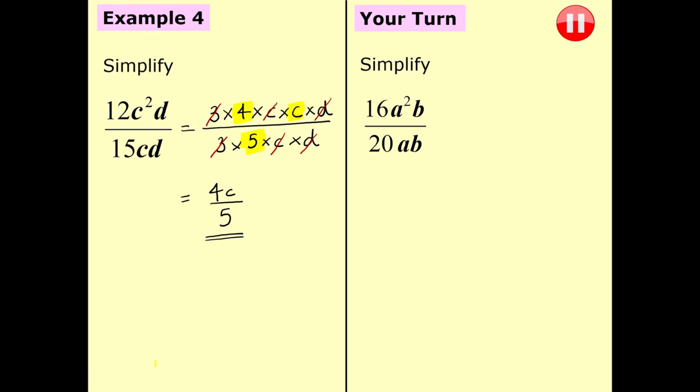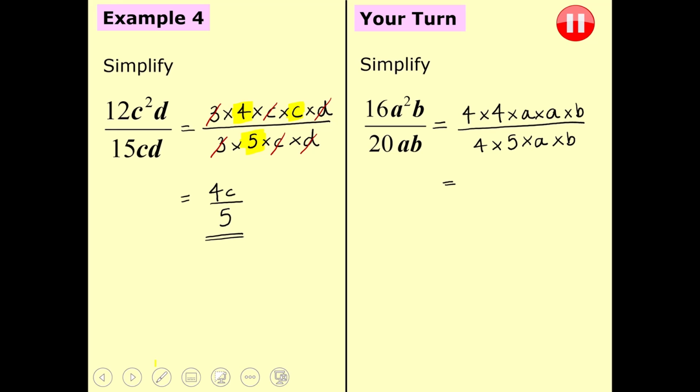Okay, hopefully you have unpaused, and let's go over the answer. So 16 and 20, highest common factor is 4. So I'm going to start 4 times 4 to give us 16, times a times a to give us a squared, times b, and then 4 times 5 to give us 20, times a times b.